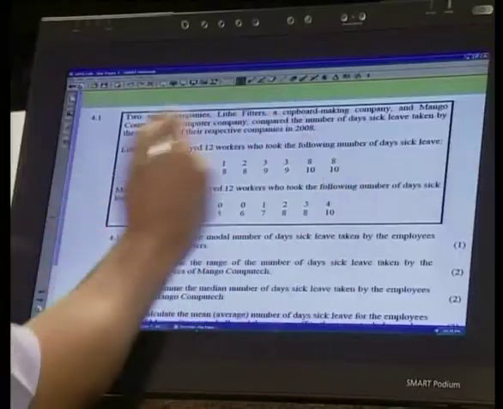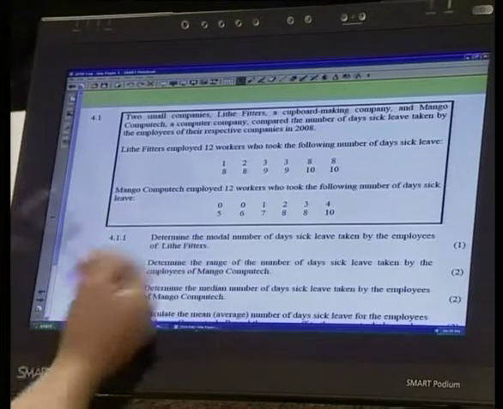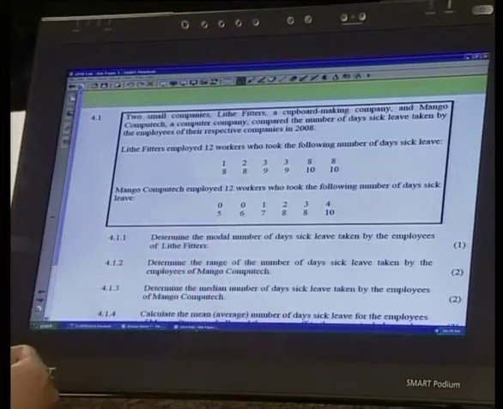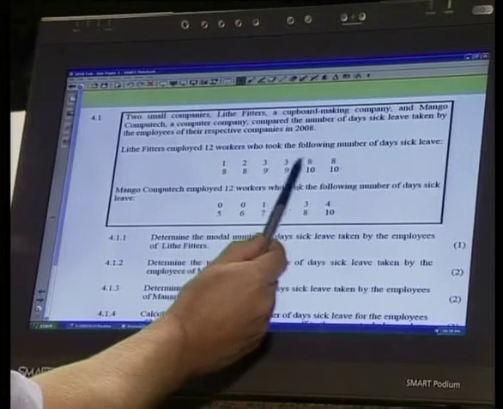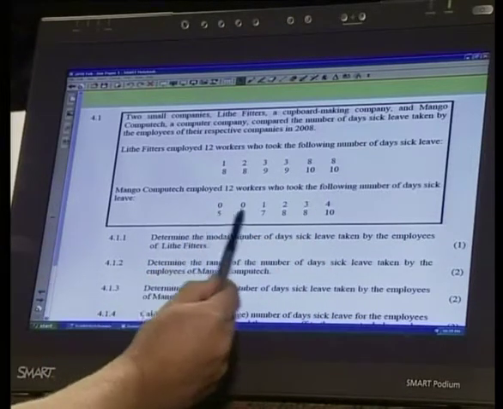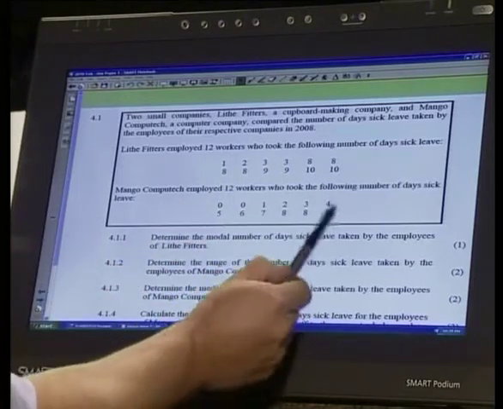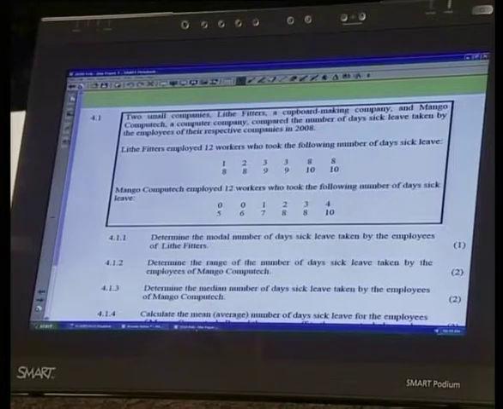So let's have a look at these figures. Here they are. Lath Fitter says, "I've got 12 workers." And Mango Computech says, "Strange, I've also got 12 workers. These are the number of days they've taken off this year so far." And Mango Computech says, "And these are the number of days my guys have taken off. I've got 2 healthy fellas, and I've got one fella here that's really pushing the limits."